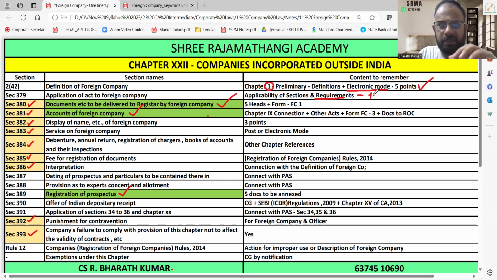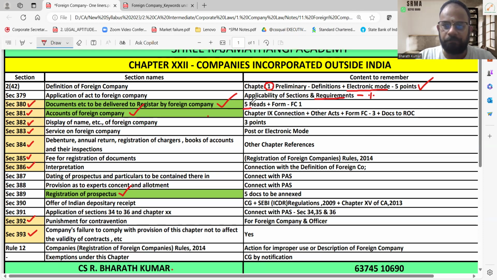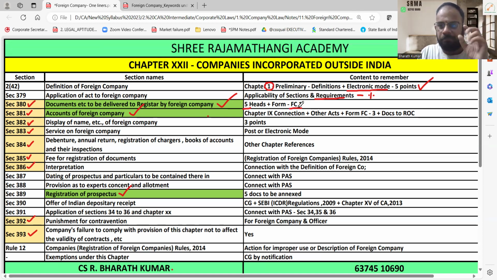This is 379. 380 covers basic documents that are to be delivered to the registrar by the foreign company. What I have told you, whatever it is, you will give the documents to the registrar so that the ROC is comfortable, and within the deadline. There are 5 heads which are very crucial. And then Form FC1. I already told you in the previous chapters what forms you will use. FC is foreign company: foreign company 1, foreign company 2, 3, like that. There will be only 2, 3 forms, not more than that.